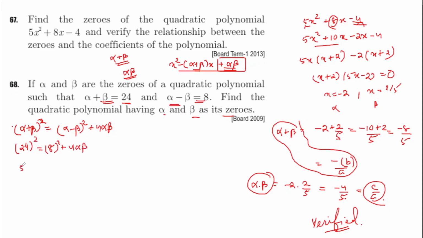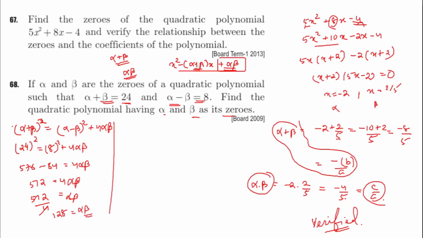Now 24 square will give you 576 and this 8 square will give you 64, and this is 4 alpha beta. Now if you subtract these two terms, you can see that 6 minus 4 will give 2, and 7 minus 6 will give 1, and 5, so 512. That is 4 alpha beta. Now alpha into beta is 512 divided by 4. So 4 times 1 is 4, remaining 11, 4 times 2 is 8, then 4 times 8 is 32. So alpha into beta is 128.